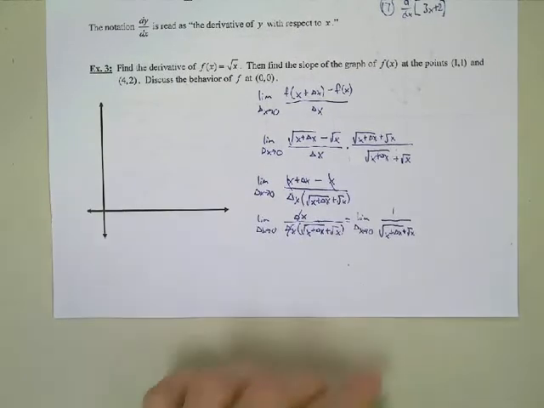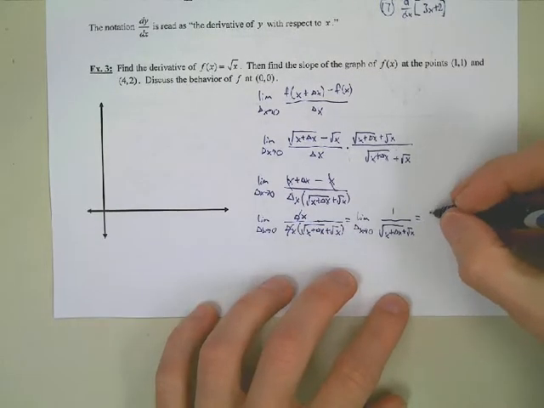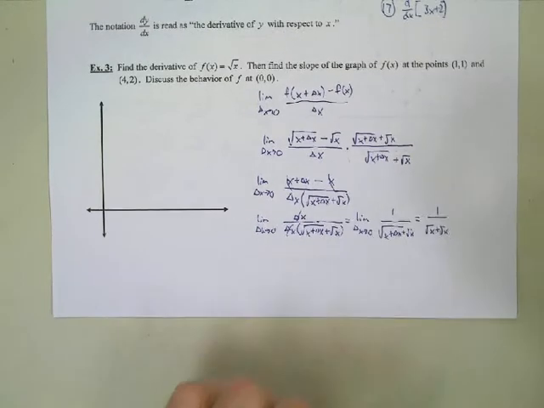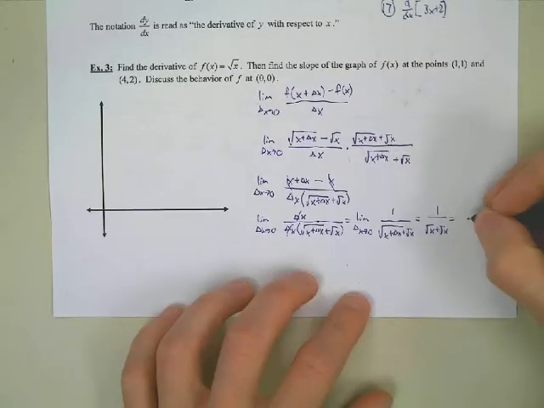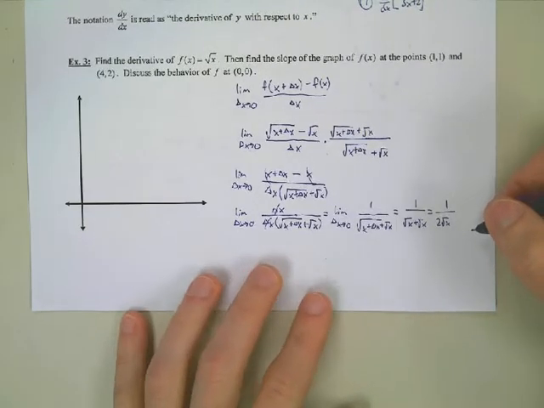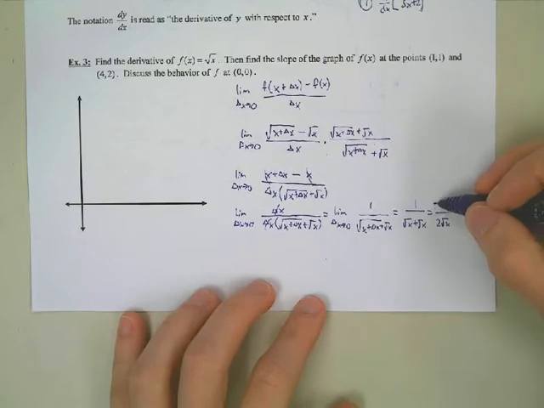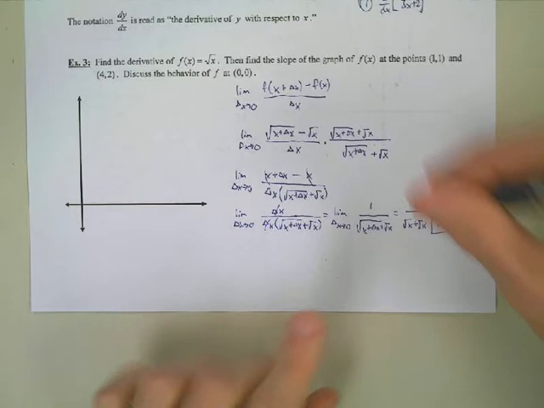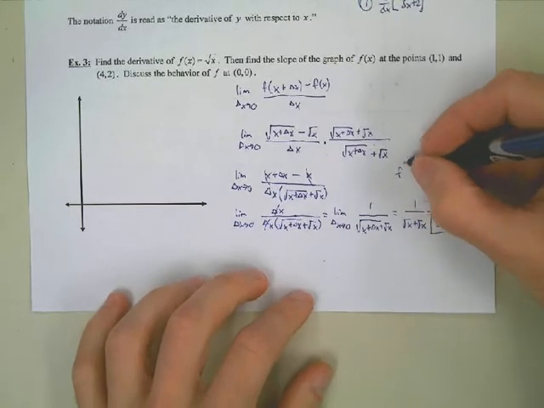And so we're left with 1 over the square root of x plus the square root of x, which is the same thing as 1 over 2 square root of x. 1 square root of x plus 1 square root of x leaves us with 2 square roots of x. Wow. All that mess. And that is the derivative. So this is f prime of x equals 1 over 2 times the square root of x.